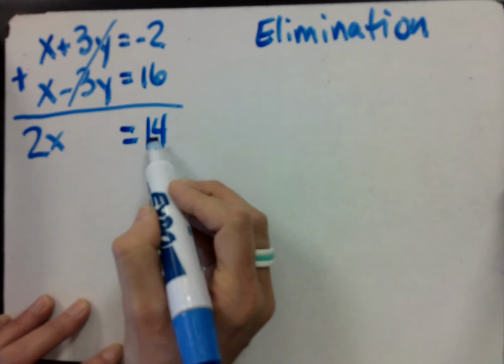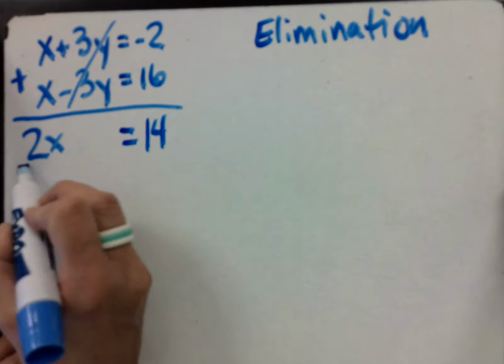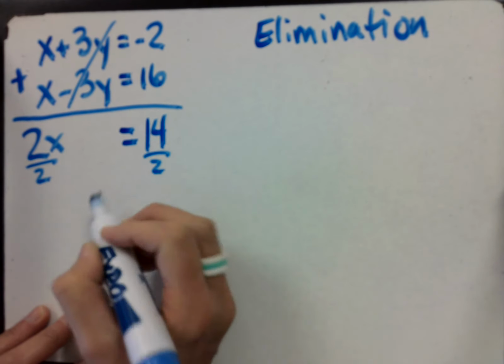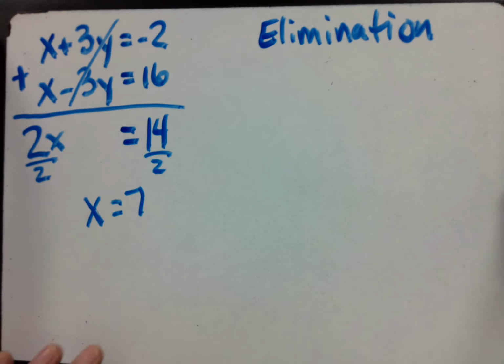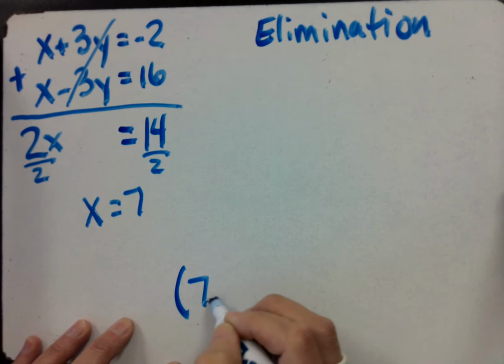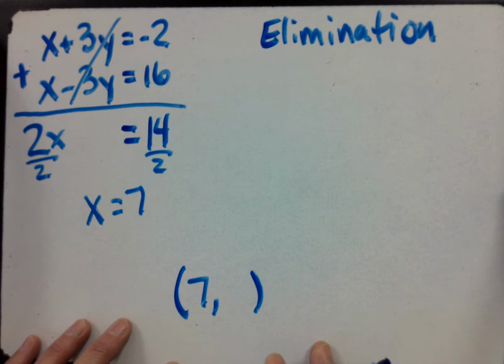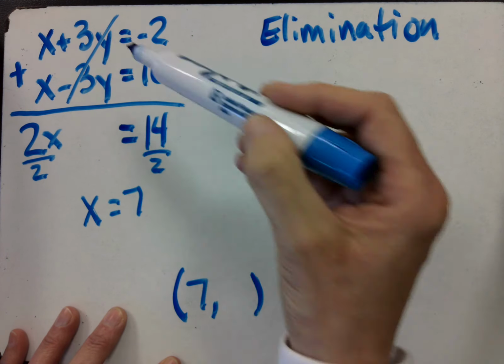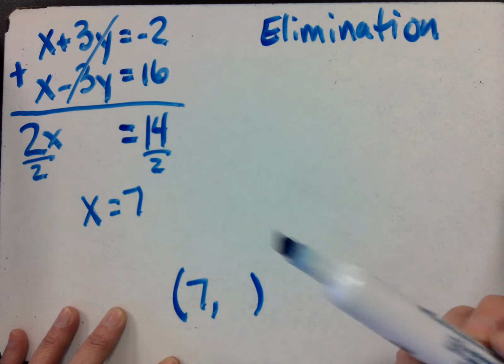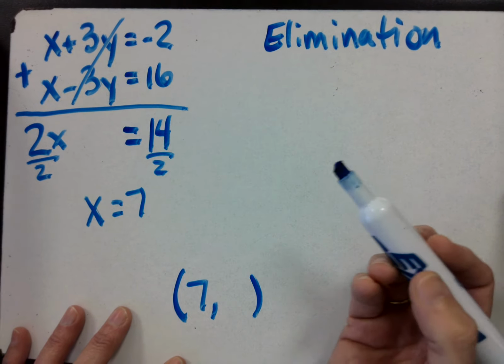Now I have 2x equals 14. If I divide by 2 on both sides, I end up with x equals 7. Now I have my value for my first number in my ordered pair. I know my x is 7. Now I can substitute 7 into either one of these equations, my originals, and solve for y.